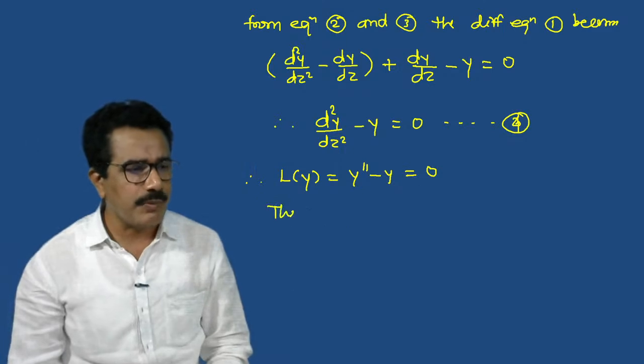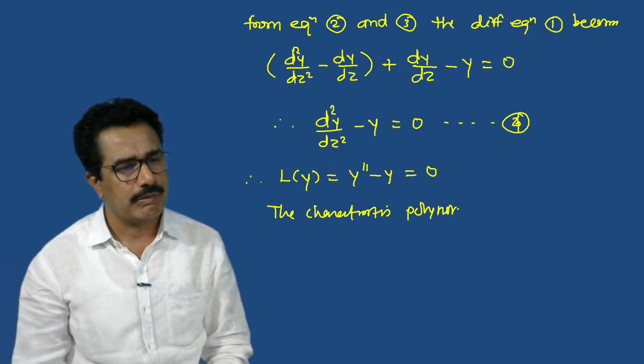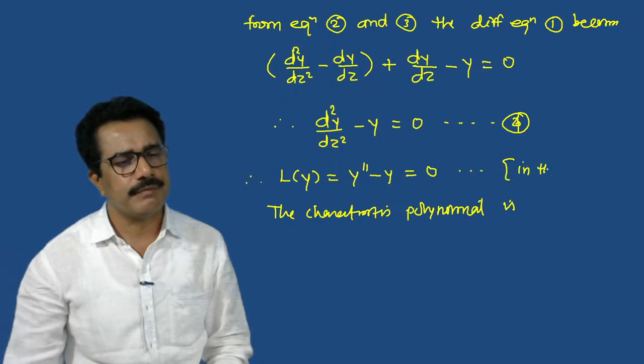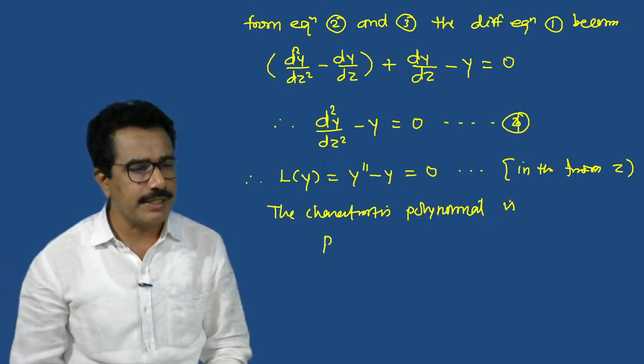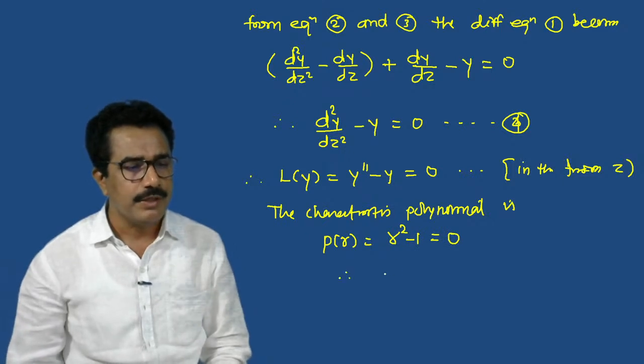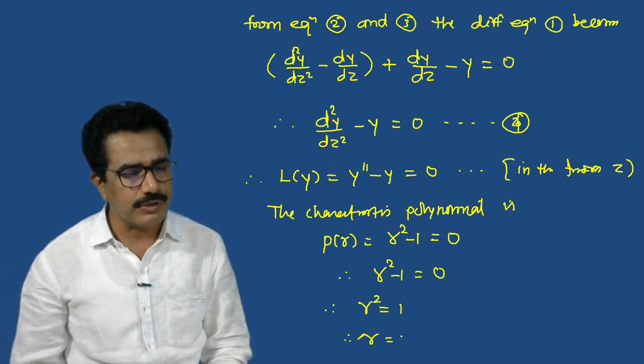Now the characteristic polynomial is in the form of z. So the characteristic polynomial is p(r) = r^2 - 1 = 0. So r^2 - 1 = 0 can be written as r^2 = 1, so r = plus or minus 1. This is a homogeneous differential equation of order 2, so it has 2 roots.